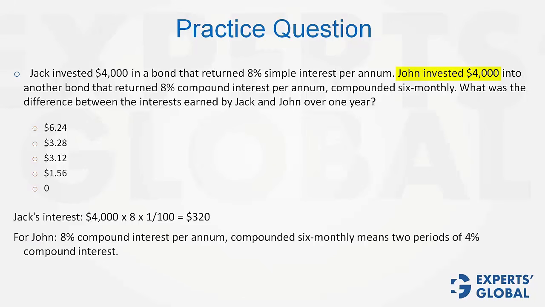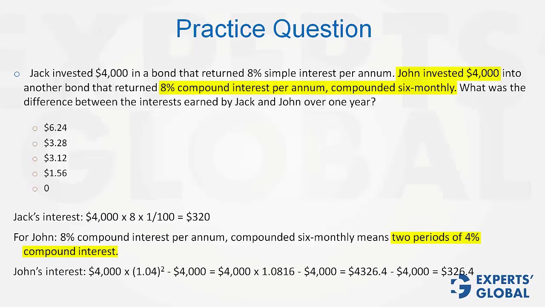John invested $4,000 at 8% compound interest per annum compounded 6 monthly. So that would mean 2 periods of 4% each. Therefore, the interest would be 4,000 times (1.04 squared minus 1). This turns out to be $326.4. Jack's interest was $320. Therefore, the difference between the interest earned by Jack and John is $6.4. 326.4 minus 320. That is 6.4. Therefore, A is the correct answer choice.